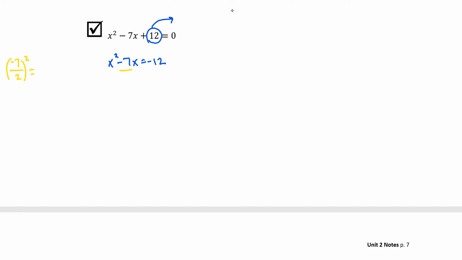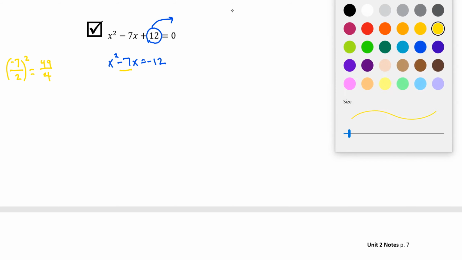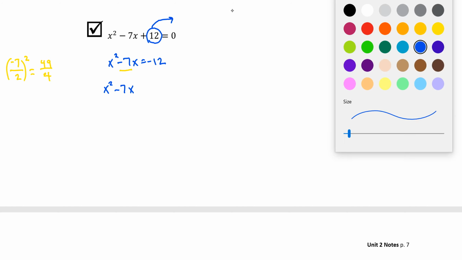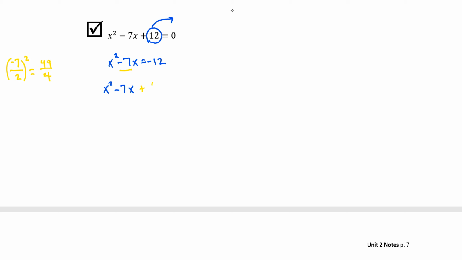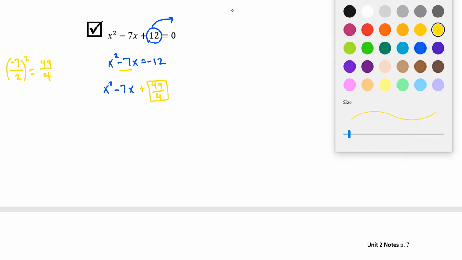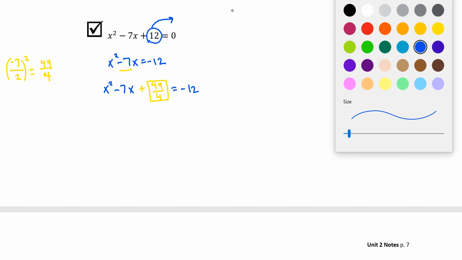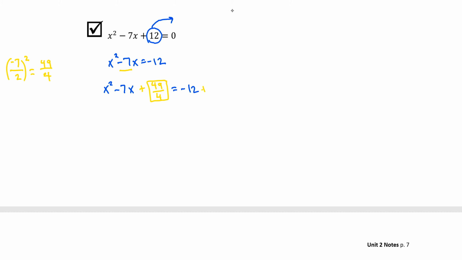Okay? Now, to square a fraction, we're going to square the top and square the bottom. Okay, that's my magic number. It's a fraction. Don't panic. It's going to be fine. So I'm going to follow the process. Add 49 over 4 to both sides. Remember, that's the number that completes the square. So I'm going to put it in a box to remind myself I've completed the square. And don't forget, add it to the right side as well. So we can see we've added 49 over 4 to both sides.